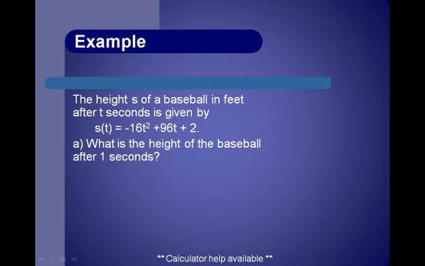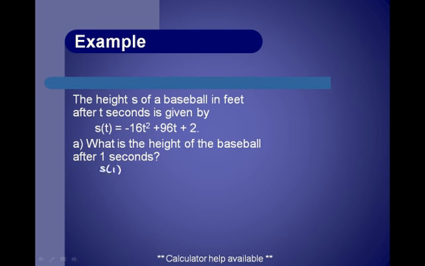Next example, the height s of a baseball in feet after t seconds is given by the function s of t equals -16t squared plus 96t plus 2. What is the height of the baseball after 1 second? To find the height, we plug the number of seconds in, which in this case would be 1.